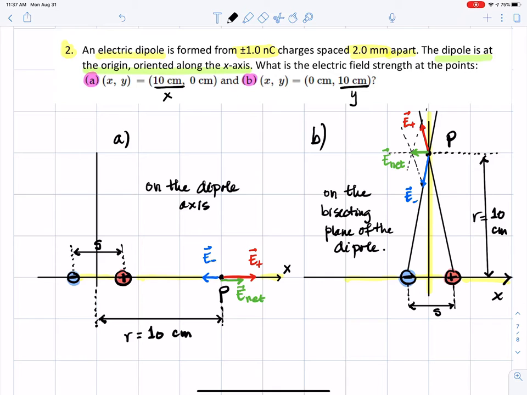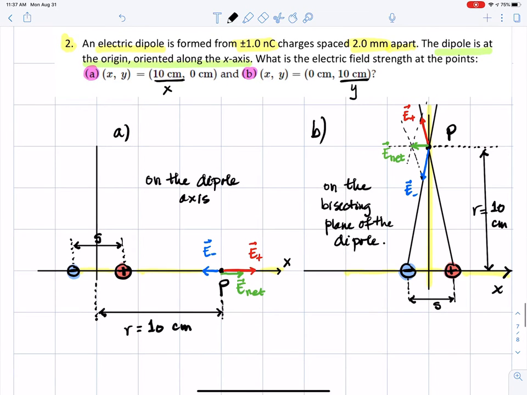You have an electric dipole that is formed by plus and minus 1 nanocoulomb charges, and I represent both cases here. The charges are separated by 2 millimeters. The dipole is situated on the x-axis, as represented in the pictures I just drew. The question is, what is the electric field strength at the points?